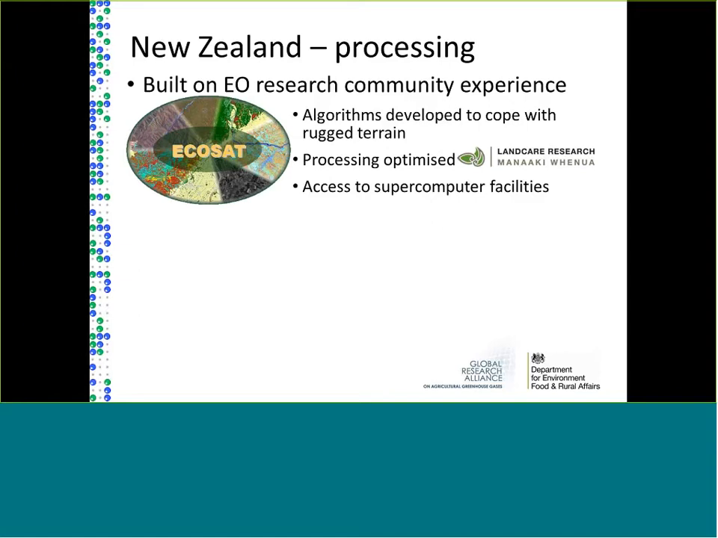They had particular issues developing for their EcoSat software system. They had to develop algorithms that could cope with the very rugged terrain because it was getting very large differences in the viewing angle and the geometry of the sunlight striking the land. The processing was optimized by Landcare Research, and then they also had access to supercomputer facilities to allow the processing to proceed in a timely manner.